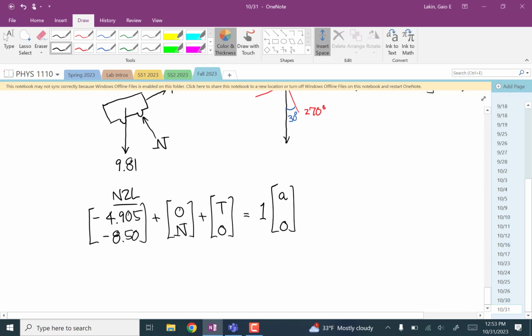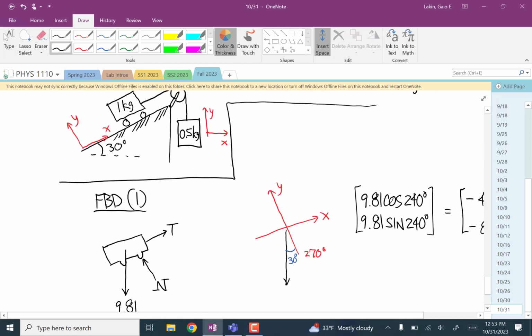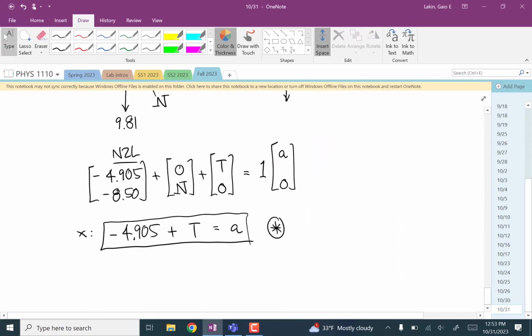The acceleration and the cable tension are in the x direction, so I'm going to use the x equation. It says negative 4.905 plus t is equal to a. And that's the one that's going to be useful later. We can't solve it yet because it's two variables in one equation, but we'll come back to it. Okay, now take a couple minutes and isolate the 0.5 kilogram mass. And remember, this is the one where you have to be careful with the directions, the second one.